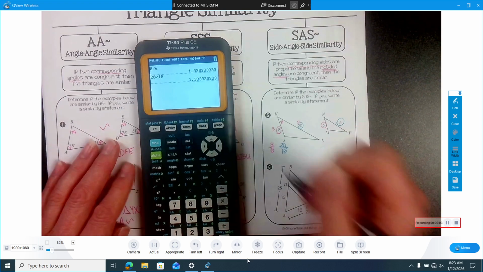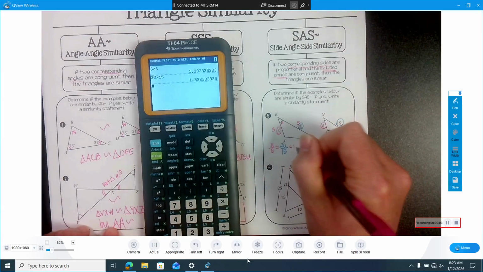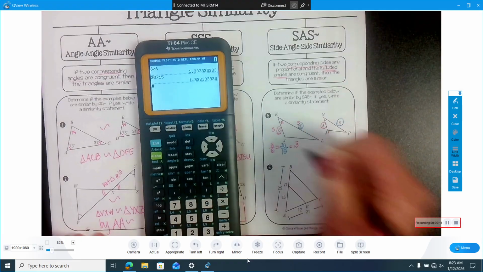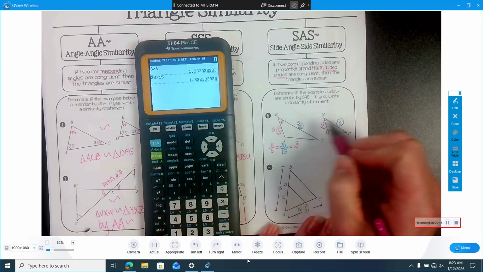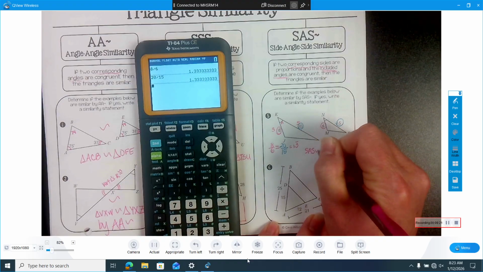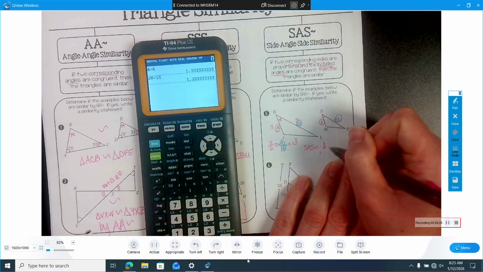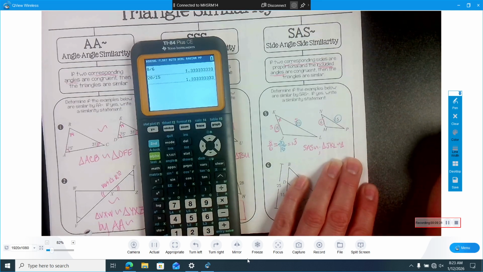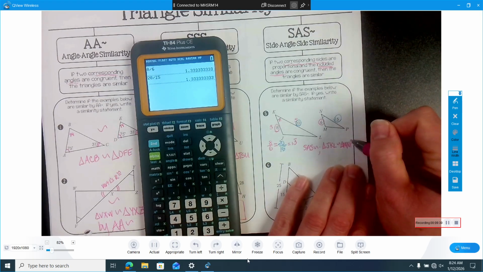Okay, great. So they are proportional. They are equal to each other. They both equal 1.3 repeating. Okay, so we know that they're proportional, and we have angles that are marked congruent. So these are similar by side angle side similarity. So I would say triangle, I'm going to go JKL is similar to triangle what? Good, MNP.